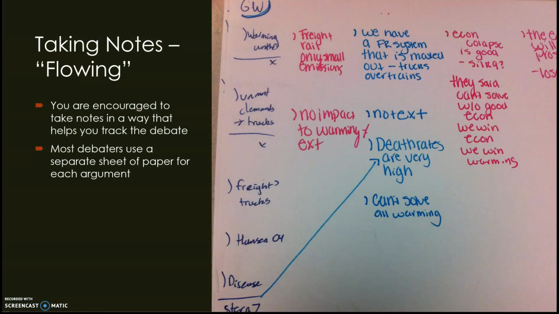Our debaters will be, or ought to be, taking notes about the debate. The image here gives you an example of what some of those notes might look like. You as the judge are also encouraged to take notes about the debate in some way that helps you track the debate. Most of our students choose to use a separate sheet of paper for each argument, so each observation or contention and each off-case position by the negative team gets its own sheet of paper so that way they can be clean and organized. You can, of course, do whatever makes the most sense to you as you learn about this activity yourself.